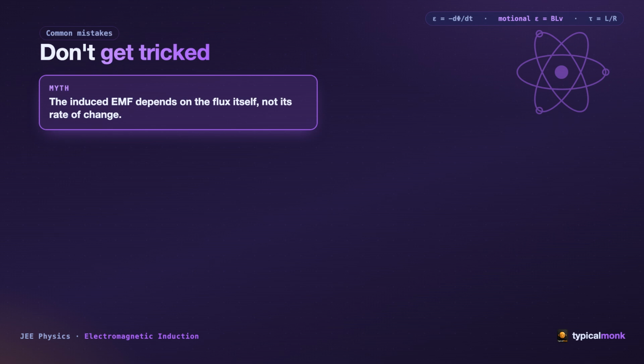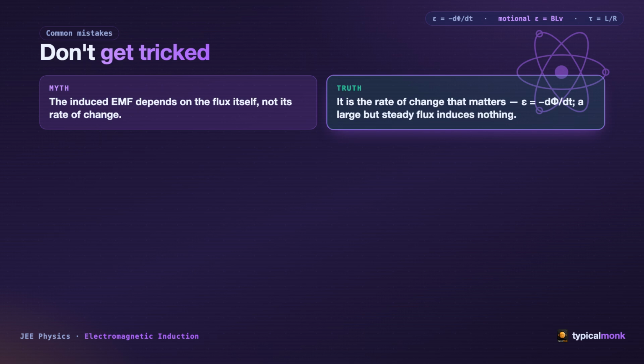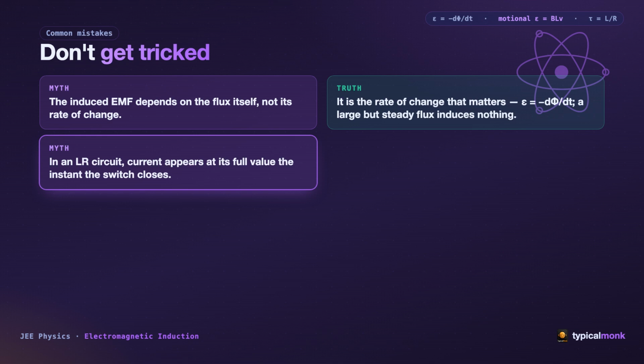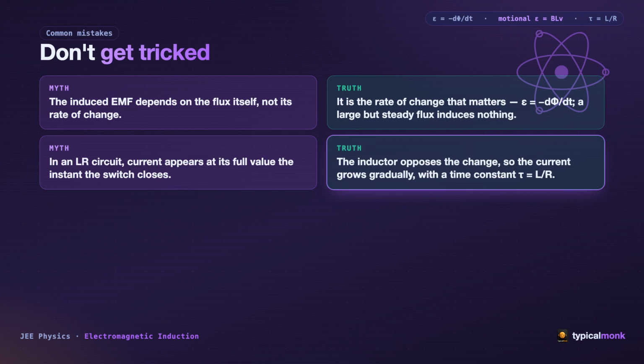Now the 2 mistakes that quietly cost marks. The myth. The induced EMF depends on the flux itself, not on its rate of change. The truth. It is the rate of change that matters. The EMF equals minus d phi by dt, so a large but perfectly steady flux induces nothing at all. The second myth. In an LR circuit, the current appears at its full value the instant the switch closes. The truth. The inductor opposes the change, so the current grows gradually with a time constant tau equal to L over R.